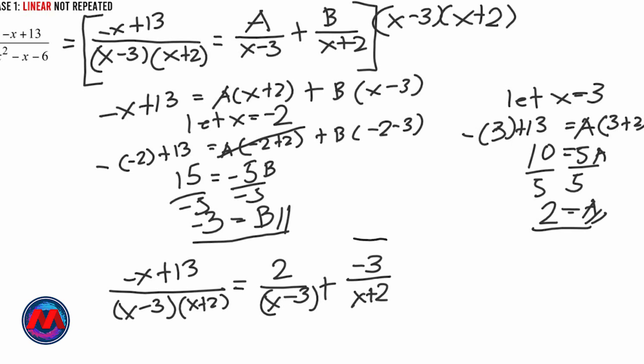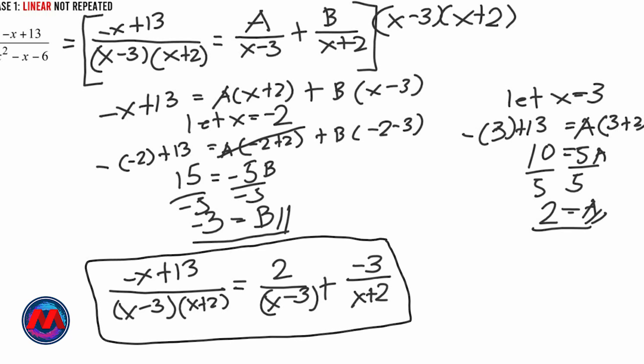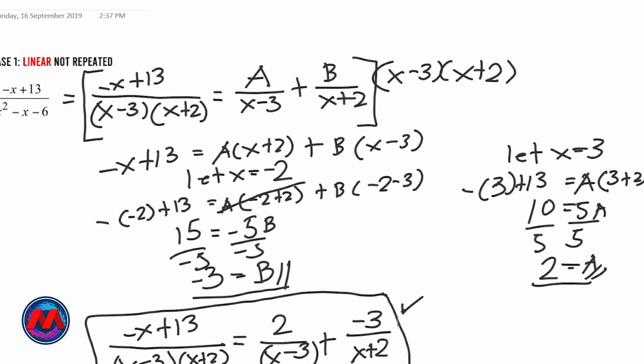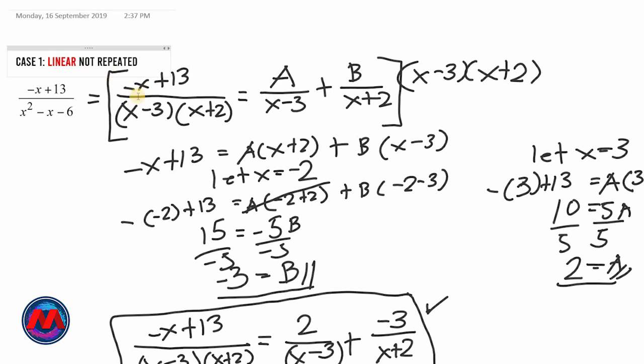So, this guys, ito po ang ating final answer. You can try proving po para ma-check kung tama yung sagot natin or hindi. So, that's for case 1. Case 1, ulitin natin, is linear not repeated. Yung mga factors natin sa baba is mga linear equations na hindi nauulit. Alright? Let's move now sa case 2.